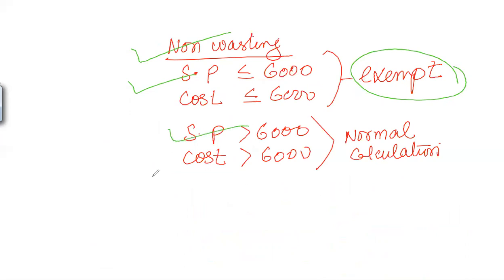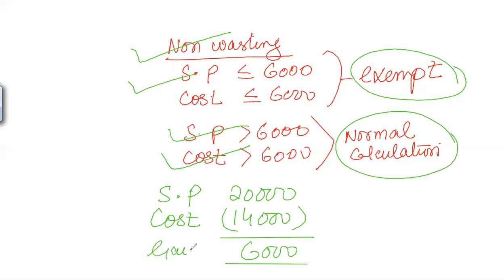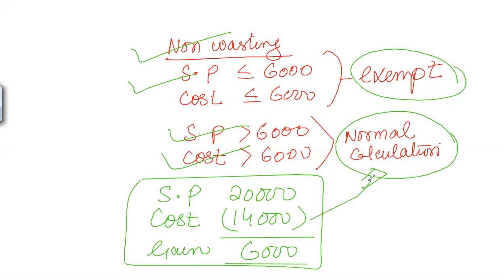And if the selling price is greater than 6,000 as well as the cost is greater than 6,000, then you have to apply the normal CGT calculation. Other aspects are not examinable in this ATX exam. For example, if the selling price is greater than 6,000 and the cost is less than 6,000, such a thing is not examinable. For example, suppose the selling price is 20,000 and the cost is 14,000. So this is the case of a normal calculation, and the gain is a normal calculation.